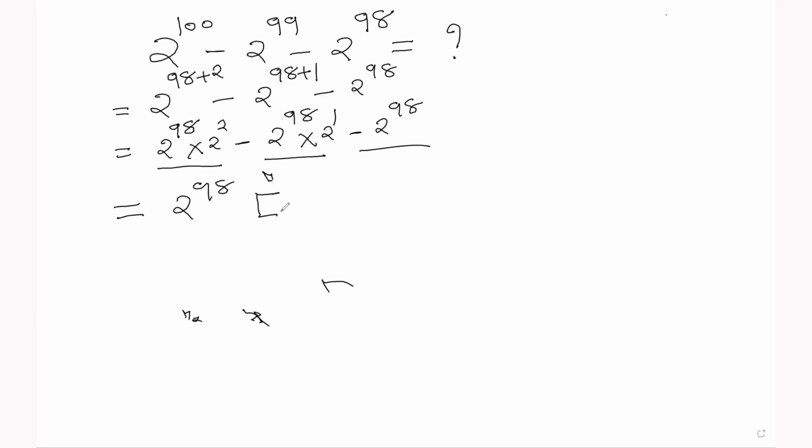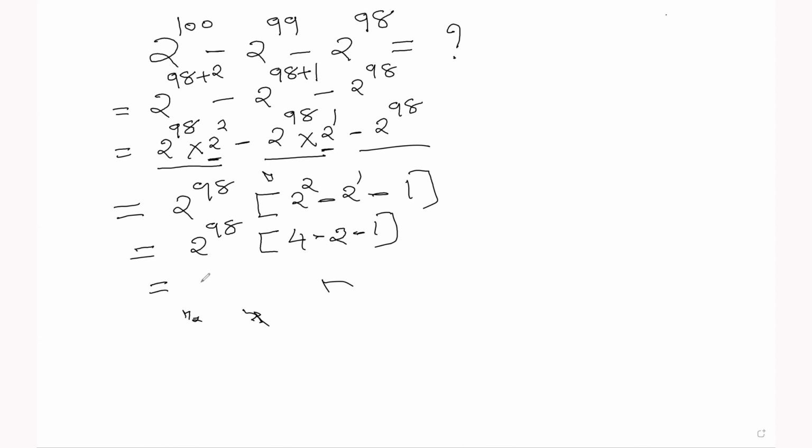So in the first term, the leftover part is 2 power 2, which I'll write down here. Minus, in the second term, leftover part is 2 power 1. And in the third term, there is nothing left over, so that will be 1. Which is equal to 2 power 98, and into bracket 2 power 2 is going to be 4 minus 2 power 1, which is 2 minus 1.